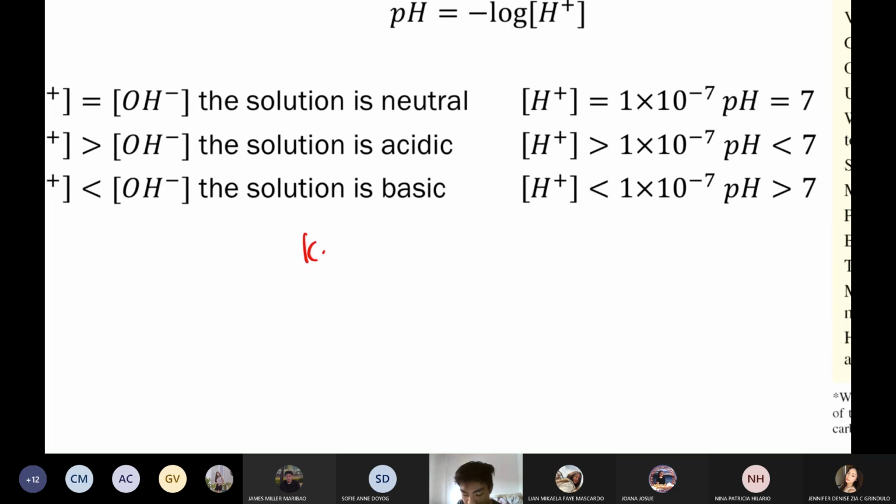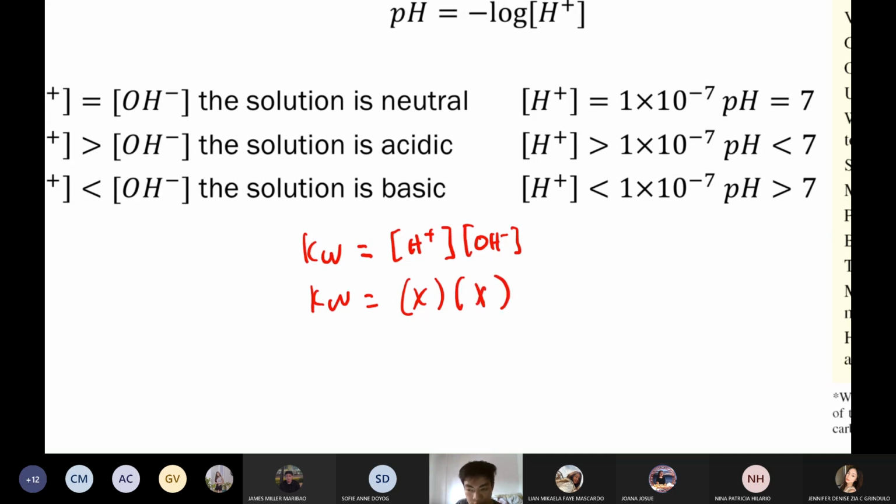Di ba, remember, Kw equals H plus and OH minus. If H plus and OH minus are equal, then we can represent them with one variable. Sabihin natin, if H plus is equal to X and H plus is equal to OH, then OH is also equal to X, no? Mathematically speaking. So we can say Kw is equal to X, that's the concentration of H plus, which is unknown, and also X for the concentration of OH, which is unknown. Okay. So we use the same variable kasi equal lang naman sila.